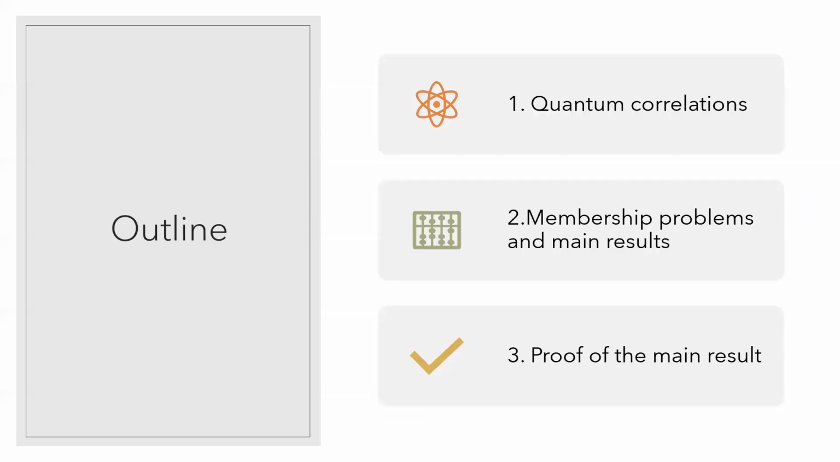This talk will have 3 parts. In the first part, I will go over the basics of quantum correlations. In the second part, I will formally introduce the membership problems and state our main results. In the last part, I will demonstrate the main ideas of the proof.